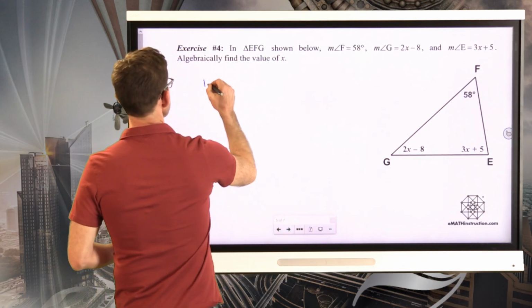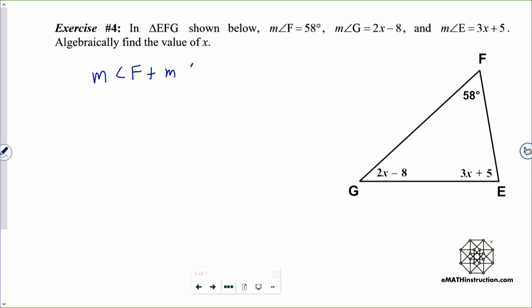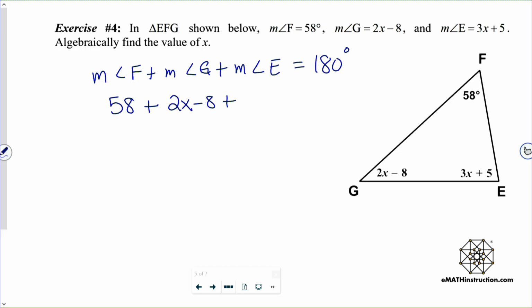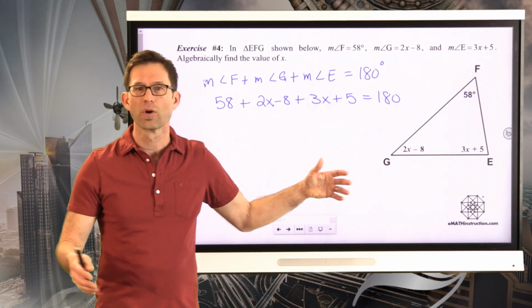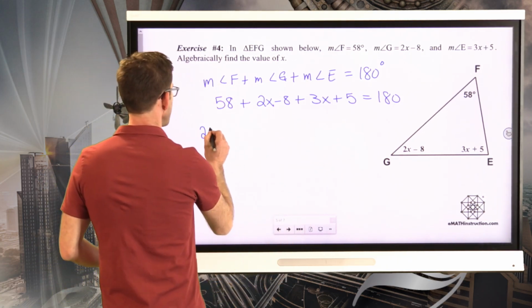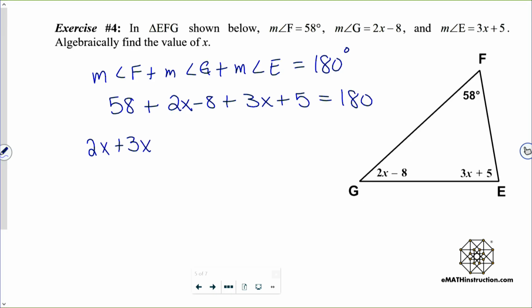I know that the measure of angle F plus the measure of angle G plus the measure of angle E must be 180. That is true in any triangle. So I can say 58 plus 2x minus 8 plus 3x plus 5 equals 180. Now, I've got some work to do, because I've really got to clean up the left-hand side, collect like terms, things like that. So I might rearrange that left-hand side as 2x plus 3x plus 58 plus 5 minus 8 equals 180.